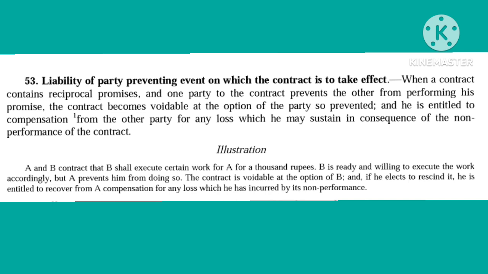For example, if two parties enter into a contract and the performance of the contract is dependent on the performance of reciprocal promises by both parties, and if somehow one party prevents the other party from performing his promise, then the party who has been so prevented from performing his part of the agreement can set aside the contract and he is entitled to compensation for any loss that he suffers due to the non-performance of the contract. This is section 53 of the Contract Act.